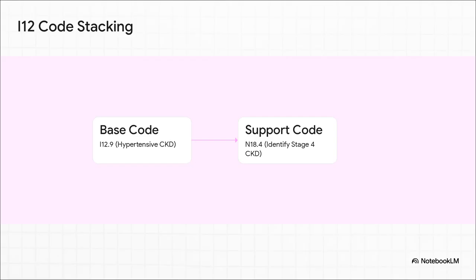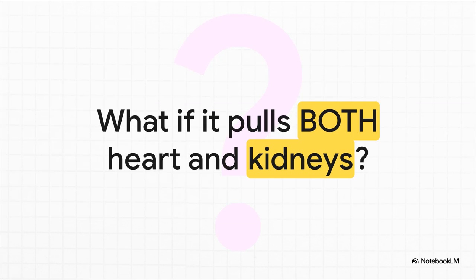Let's think about how this stacking actually works on a claim form. Hypertension plus CKD stage 4 means I-12.9 drops right into slot 1. Then N18.4 locks in right beneath it as the secondary support code. The primary block defines the combo, and the secondary block defines the stage. Simple as that. Now, here's a fantastic coding scenario that honestly trips up a lot of novices.